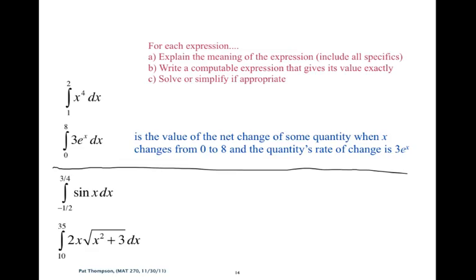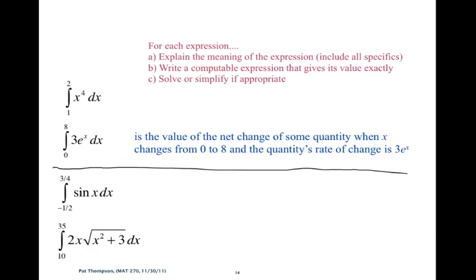Right, so it's a net accumulation or a net change of this quantity whose rate is x to the 4th as x changes from 1 to 2. So what is that? Is that a function? Is that an expression? Is it a value? What is that in terms of those choices? Yeah, it's a value. It has a specific value. And now we want to get that value. We want to know, what is that number? What is that value of the net change from 1 to 2 when the rate of change is x to the 4th? And what allows us to get that number?